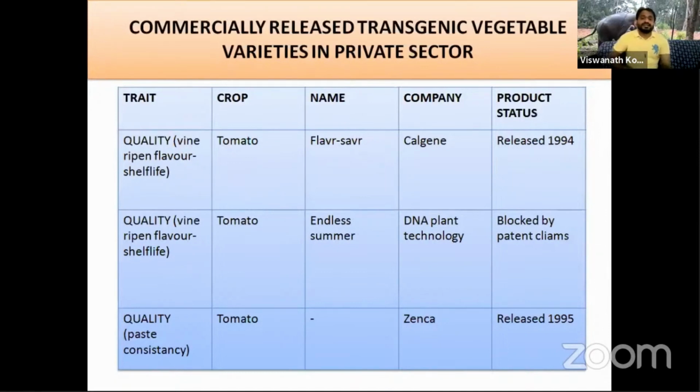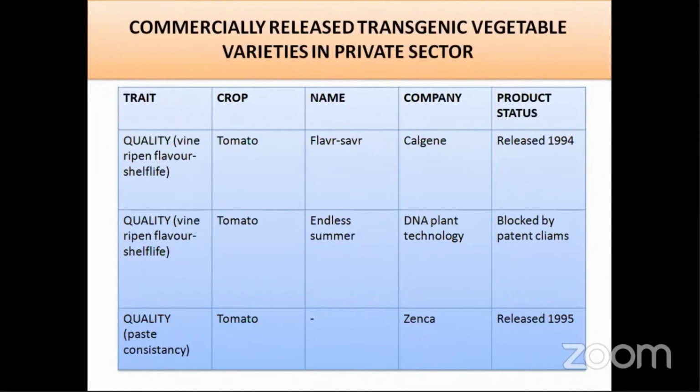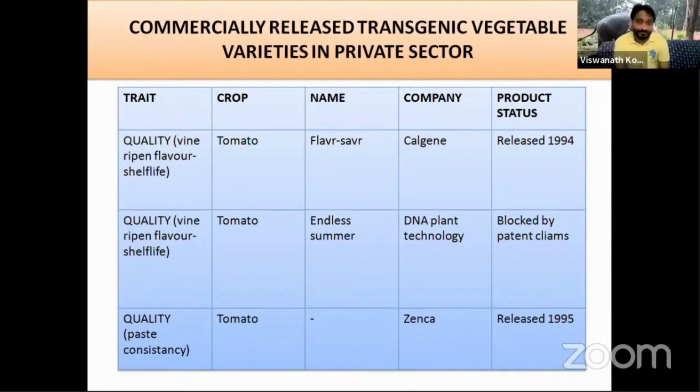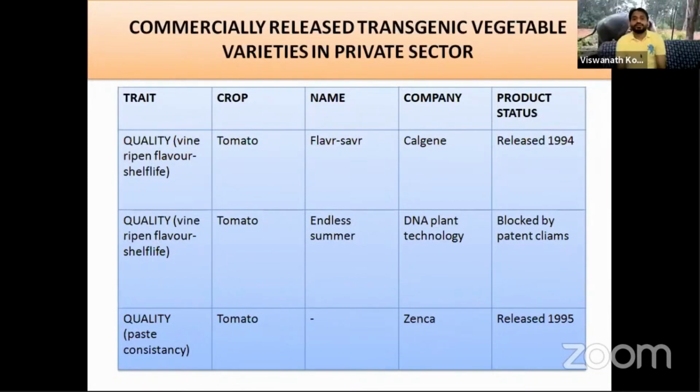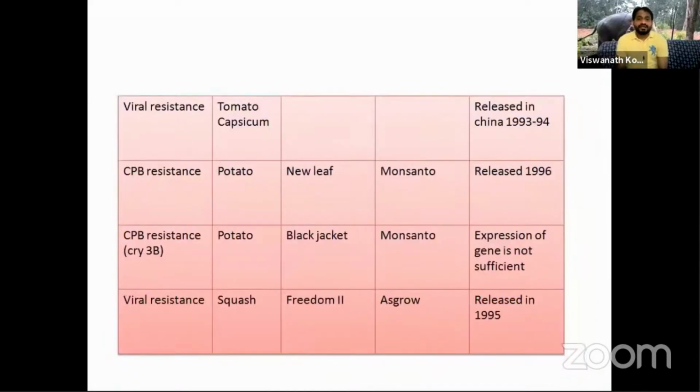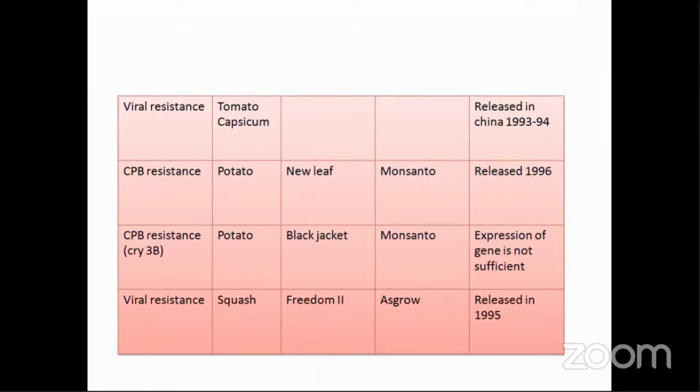So this is a very important slide. Those are the concepts only. What are the varieties developed by the private sector by transgenic means? Not only in India, all worldwide. So Flavr Savr, you know that antisense technology was used for increasing the shelf life in tomato, by Calgene company, and for quality improvement in tomato, the Endless Summer variety. And Colorado potato beetle resistance in potato, the variety is NewLeaf. And the same Colorado potato beetle resistance in potato, Black Jacket, and viral resistance in squash, Freedom 2. This Freedom 2 was the previous question: what is the viral resistant squash transgenic variety, Freedom 2? So just go through this slide.